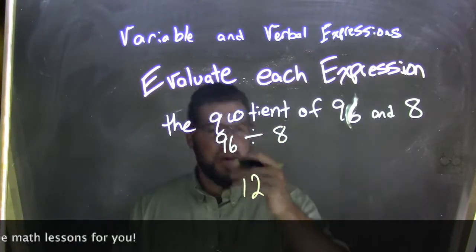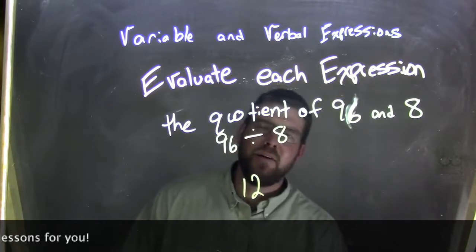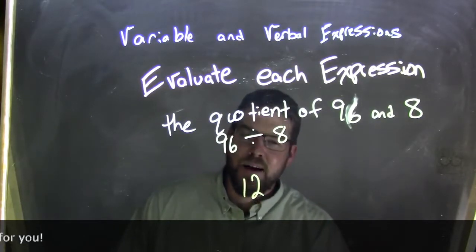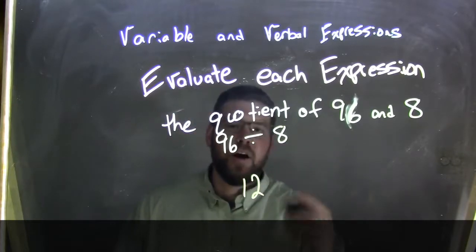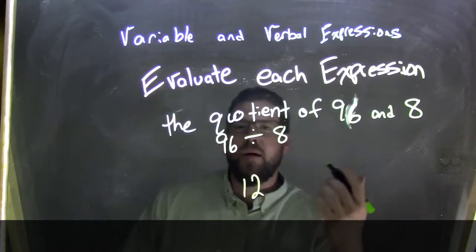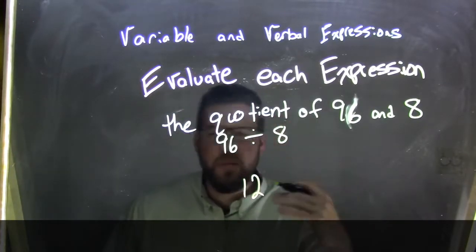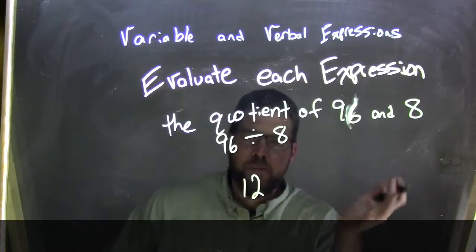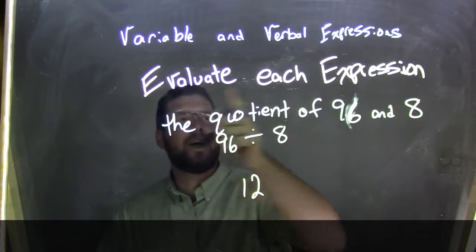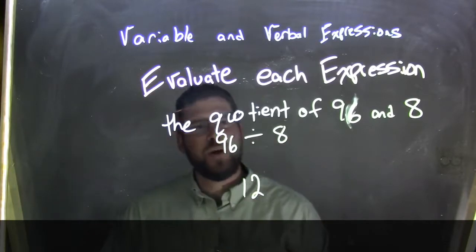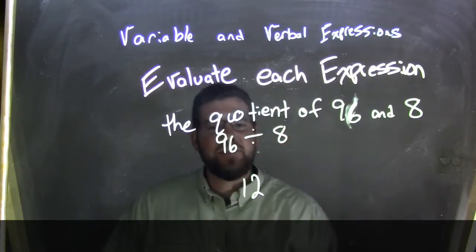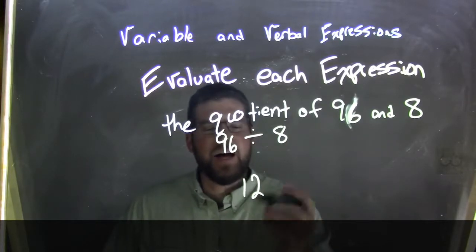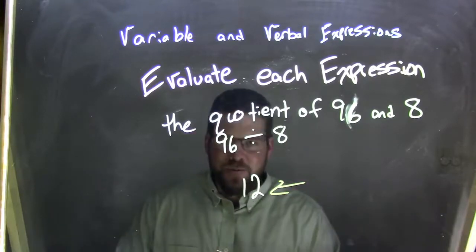So 96 divided by 8, the way I kind of do it is say, okay, 8 goes into 80 10 times, 8 goes into 16 2 times, 12. All right, 10 plus 2 is 12. That's the way I think about that, and that will be another video about how to do those tricks with math, okay? But for right now, we are evaluating each expression. We're given the expression, the quotient of 96 and 8. 96 divided by 8, and that becomes 12. So we evaluated that right here.